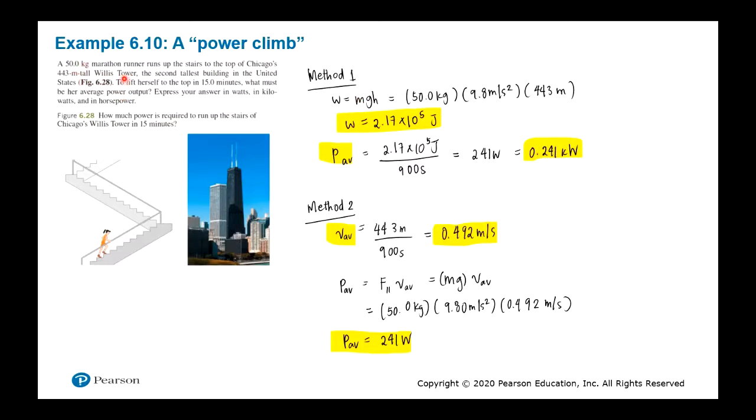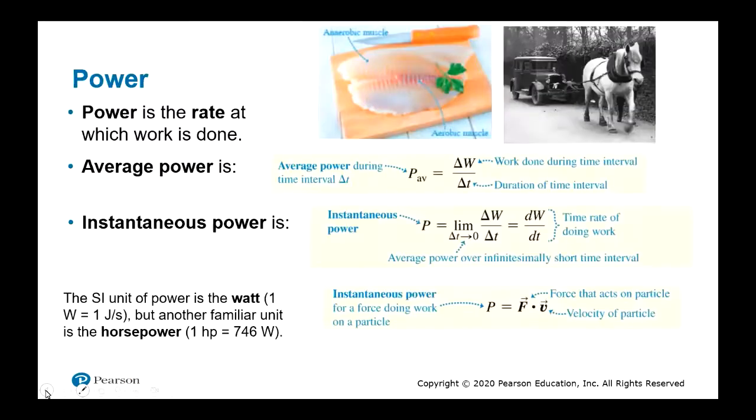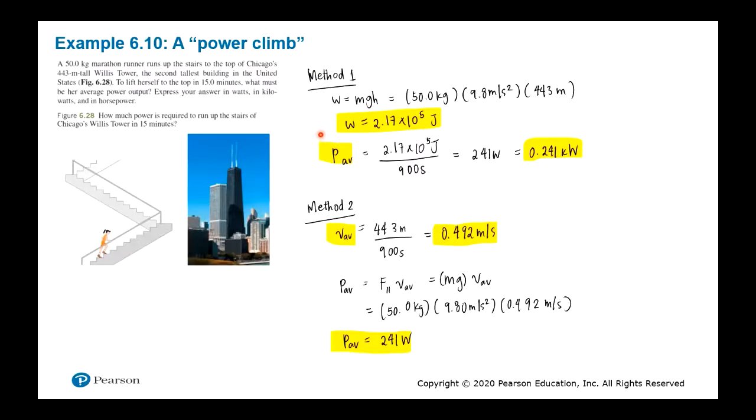First, we ask what is the weight of the runner, and that is given by mgh. So that's 50 kilograms times 9.8 meters per second squared times 443 meters. Okay, wait, sorry. Let's go back to our equation. The average power is equal to delta W over delta t. So going back to this one, this is not the weight. This is actually the work done by the marathon runner. So we have 2.17 times 10 to the fifth power joules over 900 seconds.